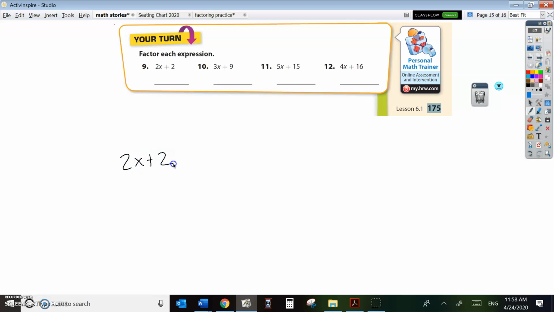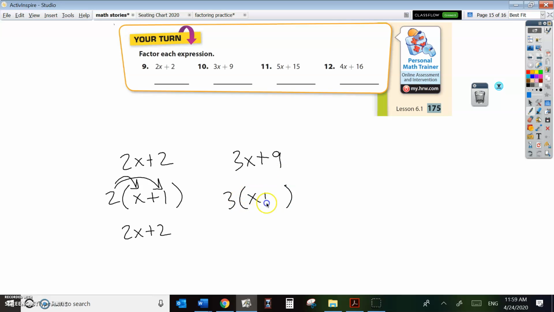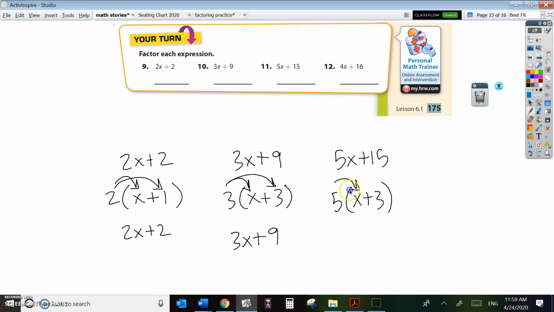2x plus 2, they both have 2, so factor out a 2. X plus 1, distribute to check. 2x plus 2, good to go. 3x plus 9, they both have 3 as a factor. Distribute. 3x plus 9. 5x plus 15. They both have 5 as a factor. Distribute to check. 5x plus 15.